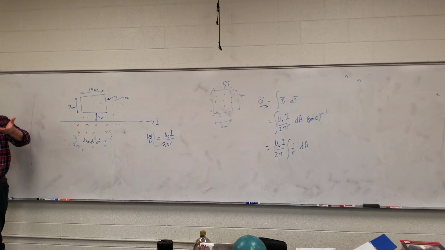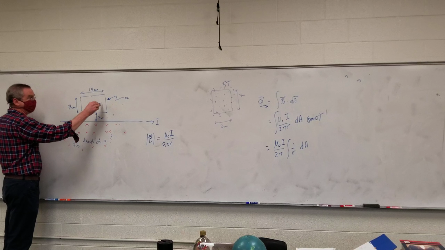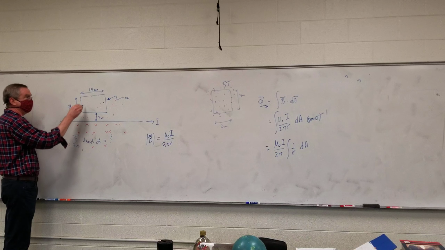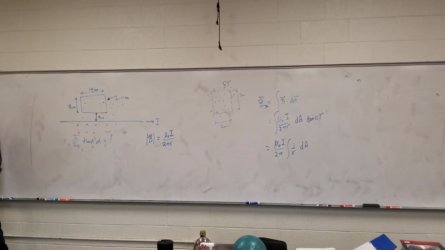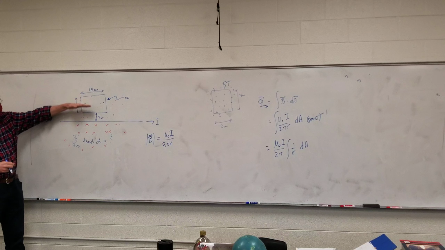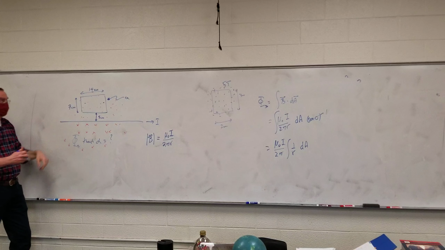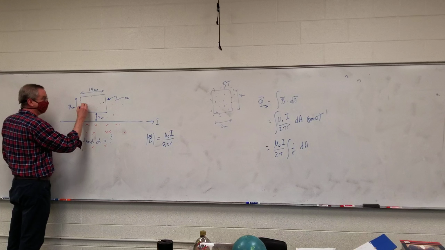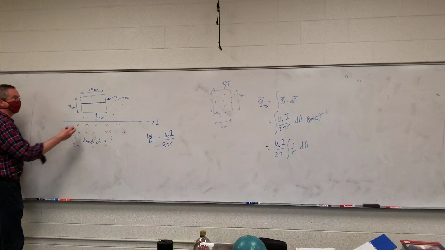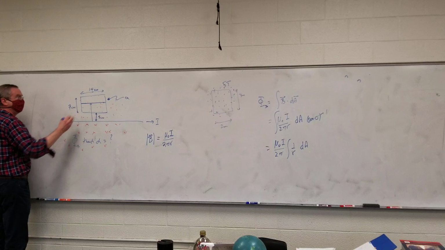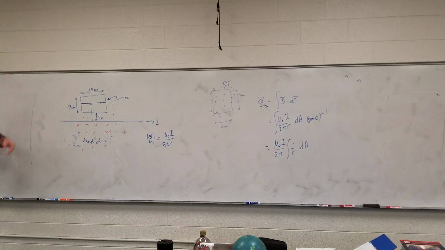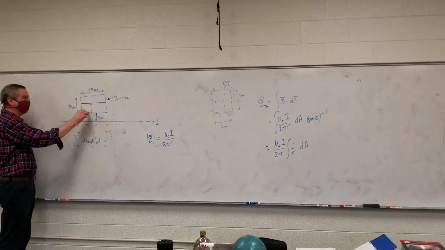I'm going to take one shortcut here. I am going to assume that the magnetic field at this location right here is the same as the magnetic field at that location. Anywhere, as long as you're the same distance away, the magnetic field is constant. So I'm just going to treat that as my infinitesimally small area, and this distance here would be R.